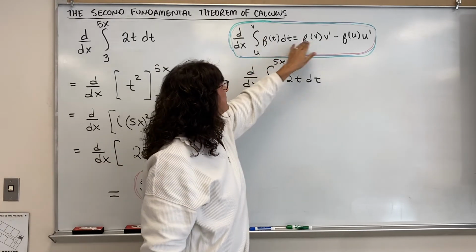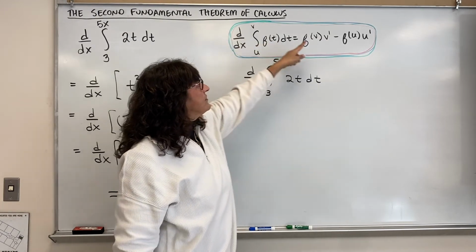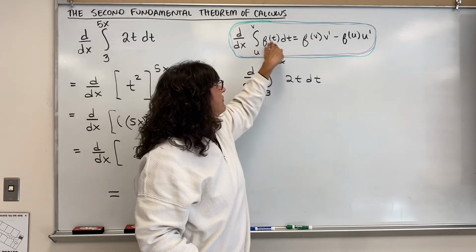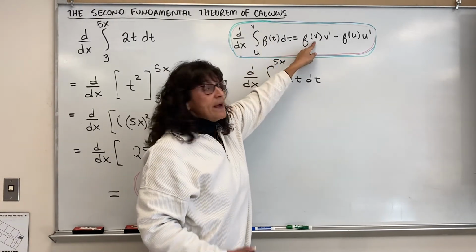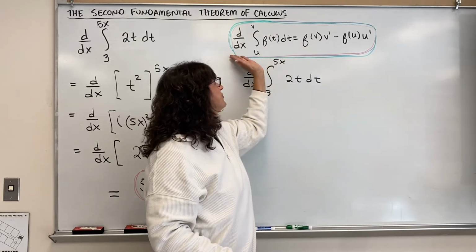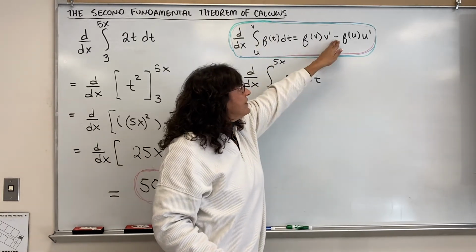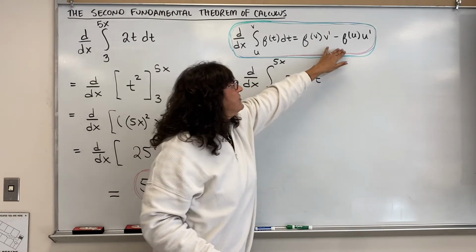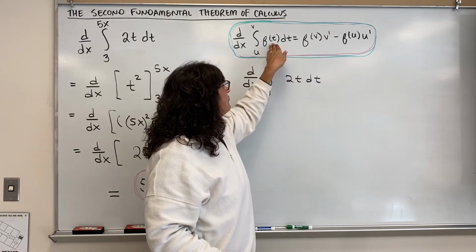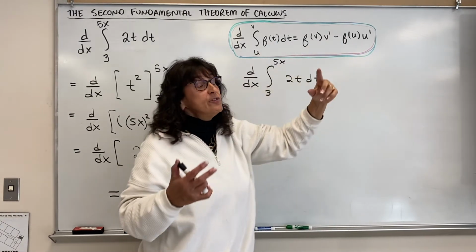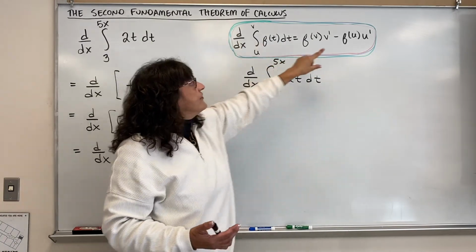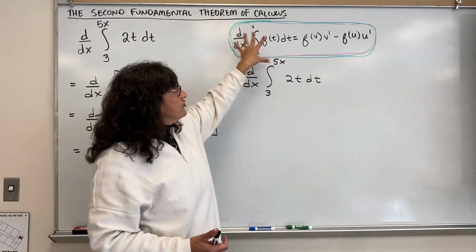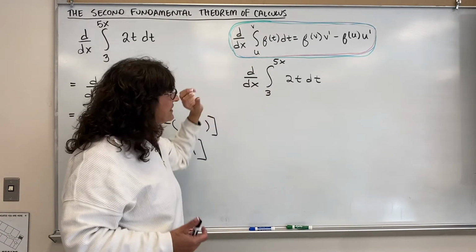What are we going to do with our function? We're going to take whatever the upper bound is and plug it in. So whatever the function is here, you plug in the upper bound, and that gets multiplied by the derivative of the upper bound, and then you subtract from that. You take the lower bound, substitute it in, and multiply that by the derivative of the lower bound. So there's your rule. It tells us exactly what to do.